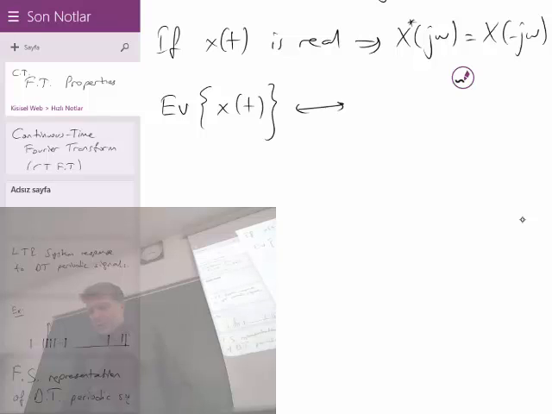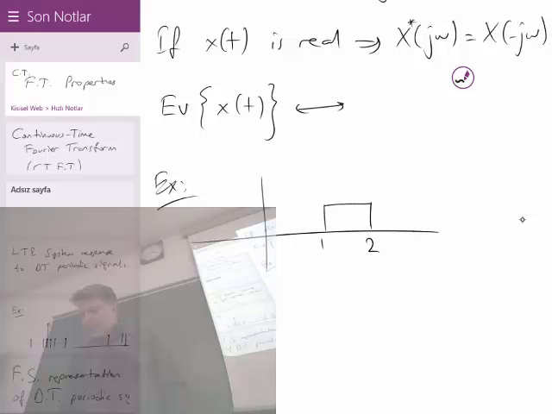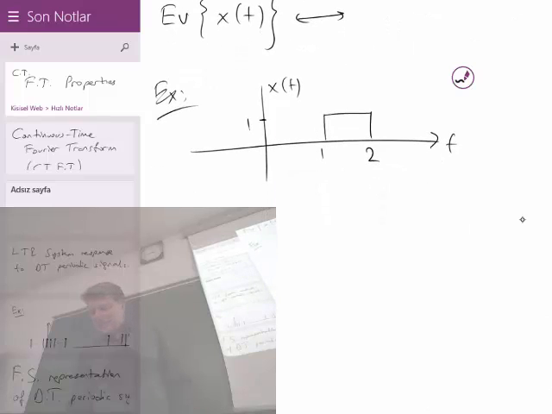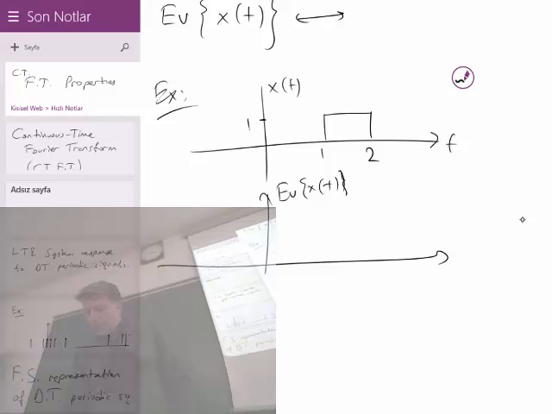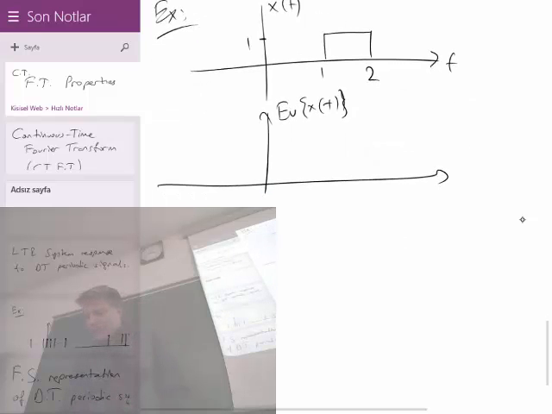Let's open a parenthesis and see an example, an easier one, because that's a complicated shape. What is the even part? If this is x of t, what's the even part of this x of t? Can you draw it? And what is the odd part, therefore?